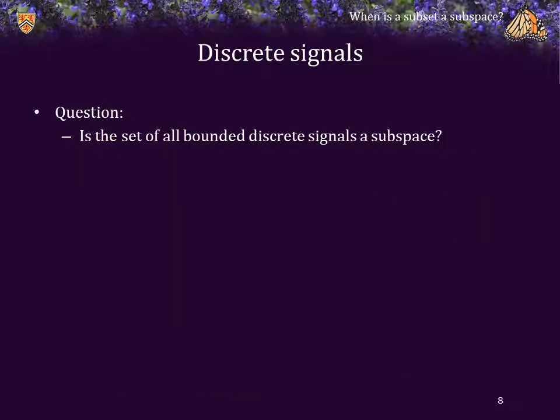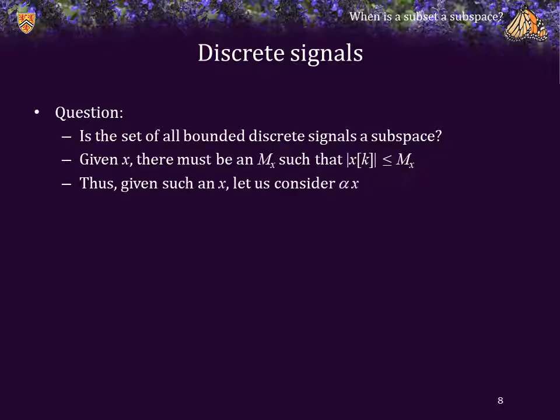Question: is the set of all bounded discrete signals a subspace? So that means, given any discrete signal x, there must be an m sub x associated with it such that every single entry in absolute value is less than or equal to m sub x. Thus, given such an x, let us consider any scalar multiple of x.